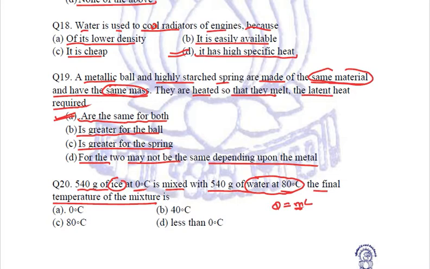Now, calculating first of all the heat taken by ice to melt at 0 degree. Let it be Q1. We will calculate it. The mass given is 540 multiplied by the latent heat, 80. Clear? So if we calculate, this comes out to be 43200 calories. Now this is the heat taken by ice to melt at 0 degree.